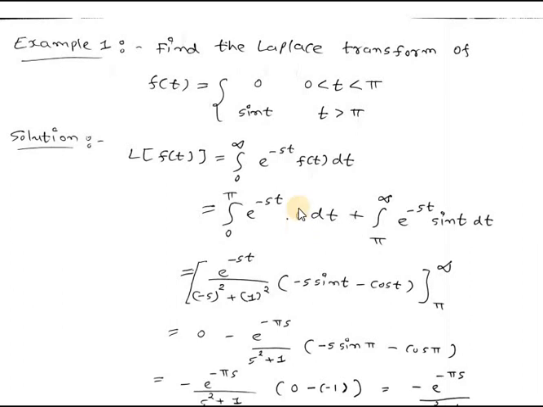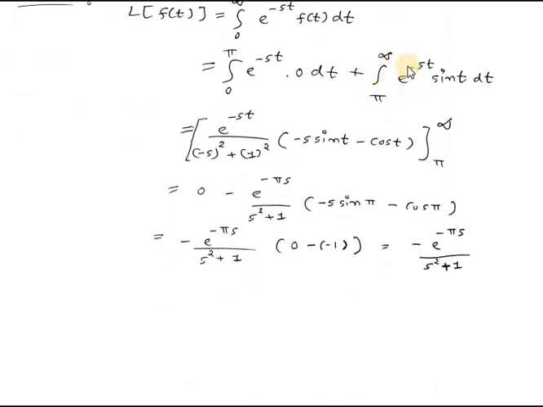Here we have written the value of the function as 0 because in this limit f of t is 0, and here we have written f of t is equal to sin t because f of t is sin t for t greater than pi. So here again we will use this formula, integration e raised to ax sin bx, which is e raised to ax divided by a square plus b square, in bracket a sin bx minus b cos bx.